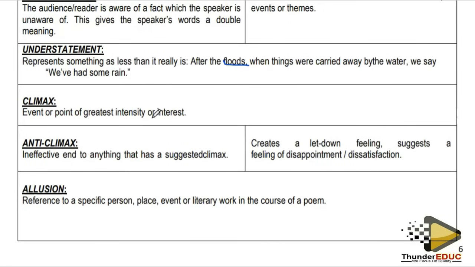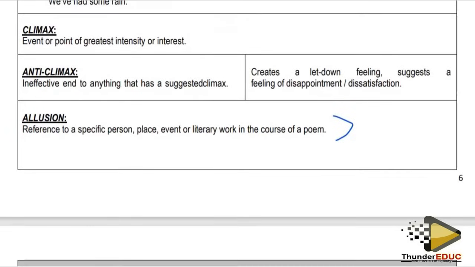Allusion is a reference to a specific person, place, event, or literary work in the course of the poem. When we refer to a biblical character, Jesus Christ, I believe that's what we call an allusion. So it's a reference to the Bible. So it's an allusion to the Bible. Which means we need to listen closely when reading to know what is referred to at that time. So that's what we mean.